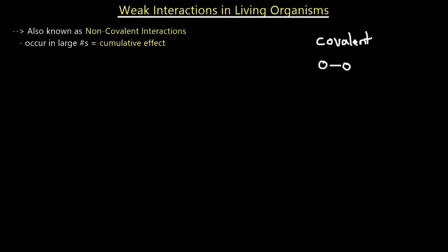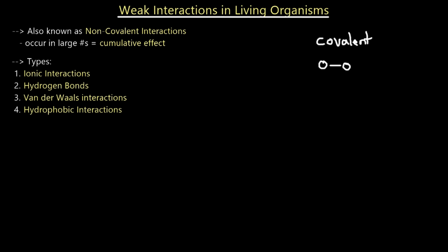So let's take a look at the 4 types of weak interactions that typically occur in organisms. And here are the 4 types. Number 1, ionic interactions. Number 2, hydrogen bonds. Number 3, van der Waals interactions. And the last one we'll look at is hydrophobic interactions.